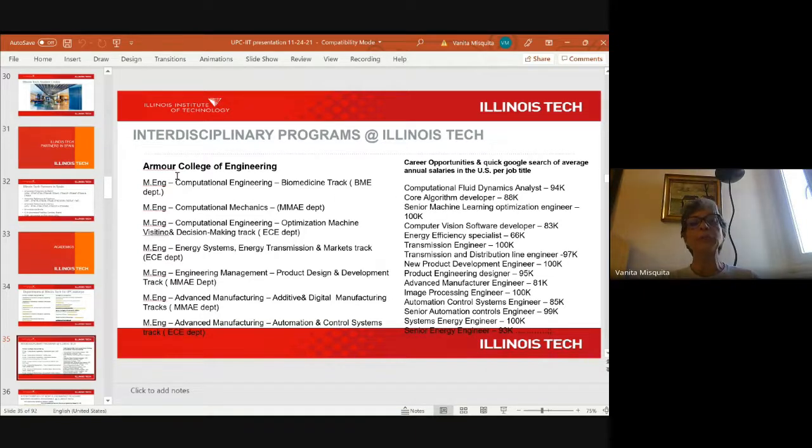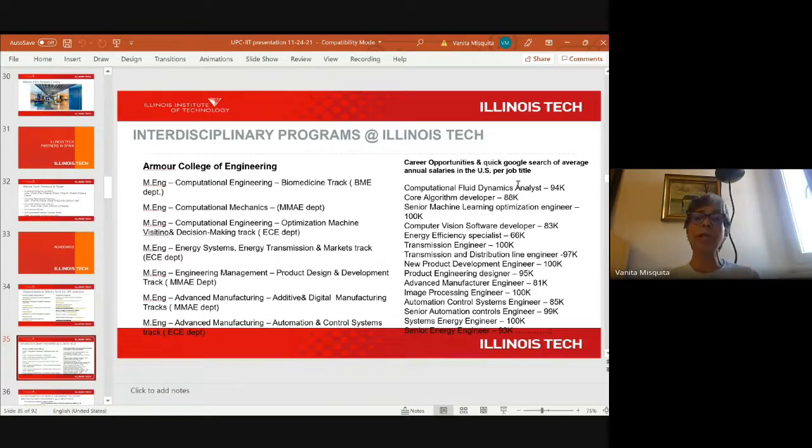So when I went to our link for this particular field of study, I looked at the career opportunities: computational fluid dynamics analyst. I did a quick Google search, typing in computational fluid dynamics analyst, asking for the annual salary in the US, and I found it was $94,000. Similarly, for the machine vision decision-making track, you could be a senior machine learning optimization engineer, and the quick Google search showed the average annual salary in the US is $100,000. So I did it for the others, and the list goes on.